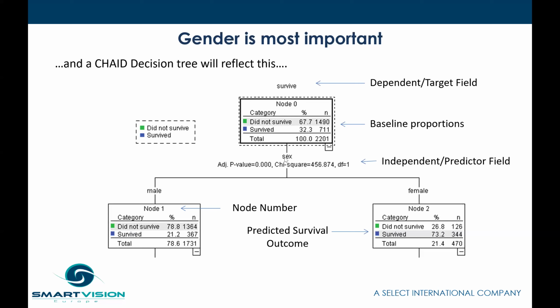And then it says, okay, I'm going to split the data. These 2,201 passengers, I'm going to split into 2 groups. And the men are over here and the women over here. And it says, okay, the majority of men did not survive. So I shade that.